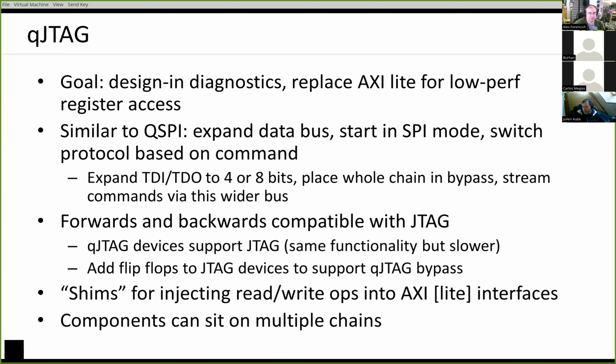But then I'll build shims where you can inject read and write ops into AXI Lite interfaces and AXI interfaces, things like that. So if you have an AXI crossbar at every single output port, you can have a QJTAG shim that all sits on one chain, and then you can just go through and poke whatever's below that, right? Do we have MIGs? Do we have register spaces, whatever? You can do all that without having to add a whole parallel interconnect.